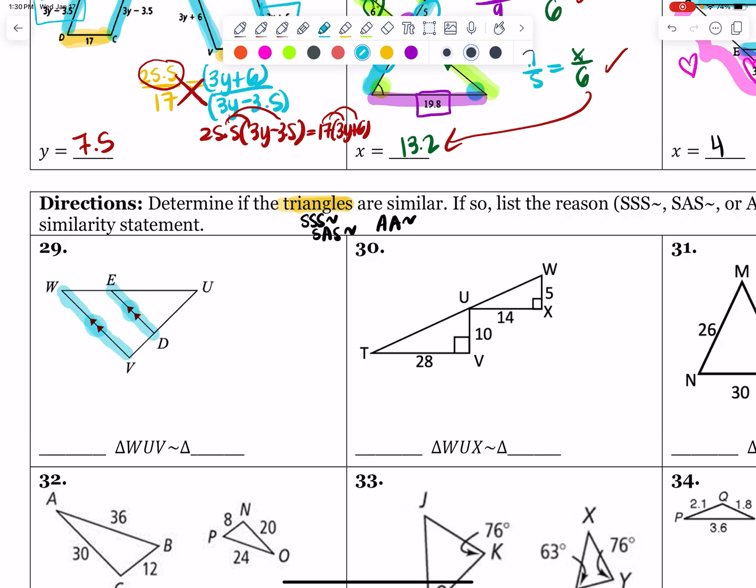If these lines are parallel, I get to add corresponding angles at W and E, as well as at V and at D. And then, of course, we know that they overlap at U right here. U is in both of those triangles. And so even though I don't know anything about the sides, I do get to say that these triangles are similar by angle-angle similarity. Triangle WUV is going to be similar to triangle EUD. So that was using one of my shortcuts.